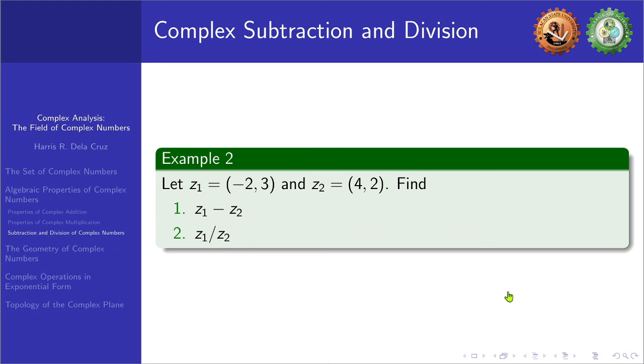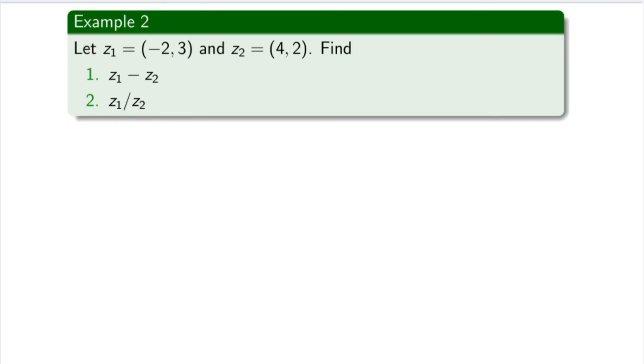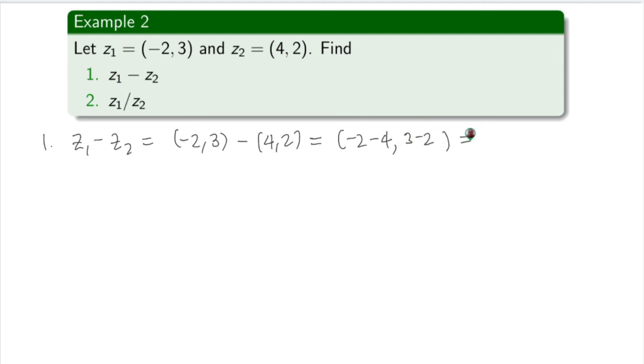Let's have some examples. Let C1 equals (negative 2, 3) and C2 equals (4, 2). We want to find C1 minus C2 and C1 over C2. For number 1, we have C1 minus C2, or that's the complex number (negative 2, 3) minus the complex number (4, 2). All we need to do is perform component-wise subtraction. So we have negative 2 minus 4 for the real part and 3 minus 2 for the imaginary part. Negative 2 minus 4 is negative 6 and 3 minus 2 equals 1.